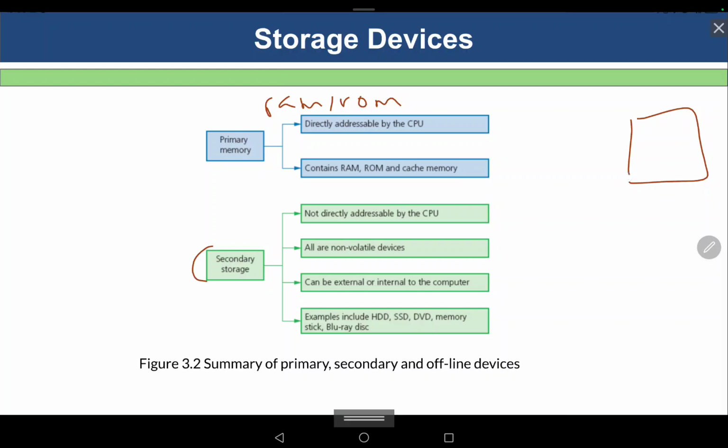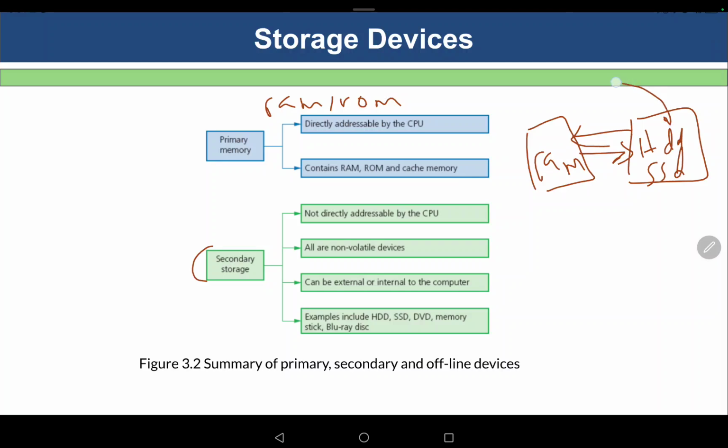Let's say this is the secondary storage, HDD or SSD, and this is the primary storage, let's say RAM. When the computer wants to perform an operation, data is moved from SSD to RAM. So it is not directly addressable by the CPU. When the system needs to get data, the data needs to move to RAM first before it can be moved to the register when performing the operation.